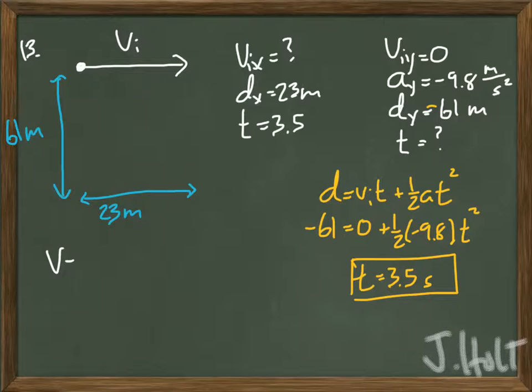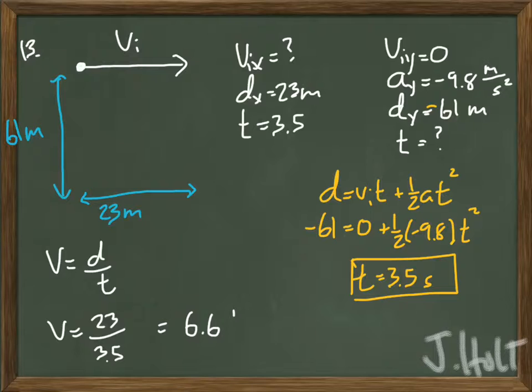Now that we have the time of his entire trip, the diver's entire fall, we can plug that back into the x direction to solve for the velocity required in order to clear the rocks that are 23 meters away.